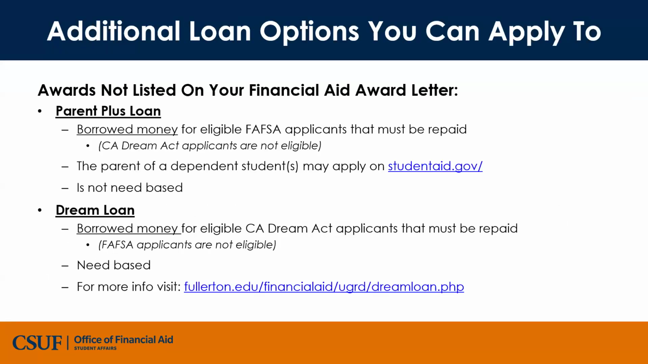Additionally, we would like to take some time to go over awards that are not listed on your financial aid award letter because you will need to apply for them individually if interested in borrowing them. The first one is the Parent Plus loan. The Parent Plus loan is borrowed money for FAFSA eligible applicants that must be repaid. The parent of a dependent student must apply on the link shown on the screen. The Parent Plus loan is not based on need. Something to keep in mind is that the California DREAM Act applicants are not eligible for this type of loan.